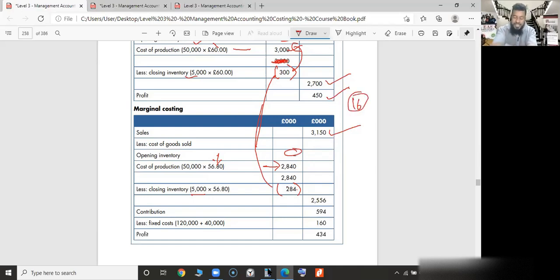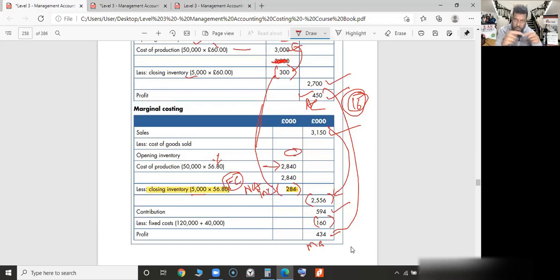I will show you what happens with this 16. You get a cost of sales, which you take away from sales to get contribution, less fixed cost, and you get profit for the year. The profit under absorption costing is 450 and under marginal costing is 438. How much is the difference? 16, isn't it? 16 pounds less profit. Why? Because of the closing inventory. The closing inventory is less because fixed cost is not included in it.